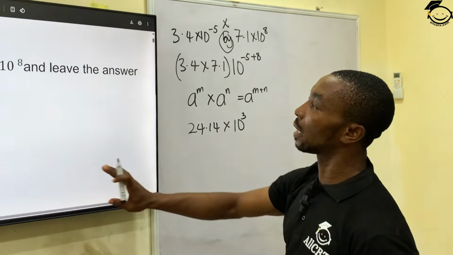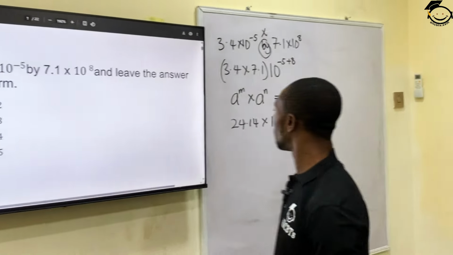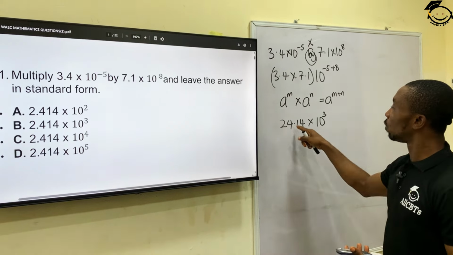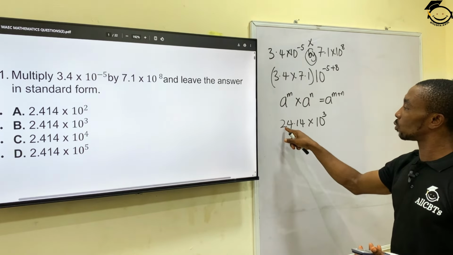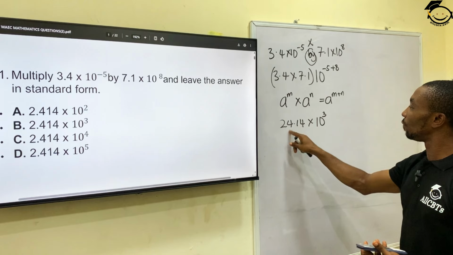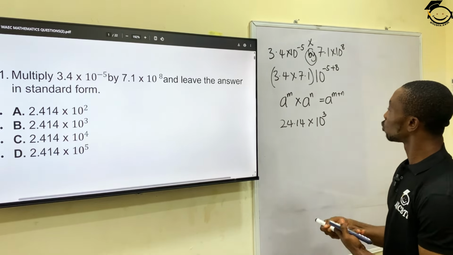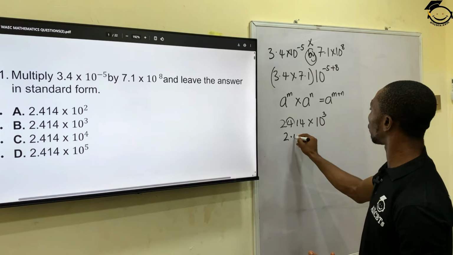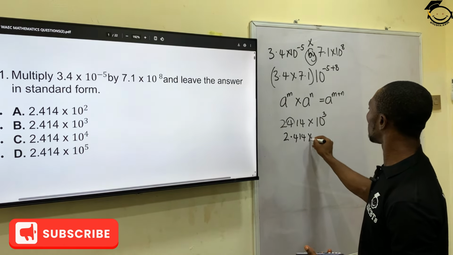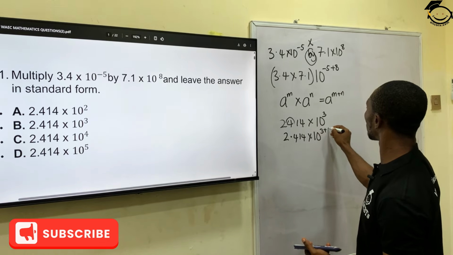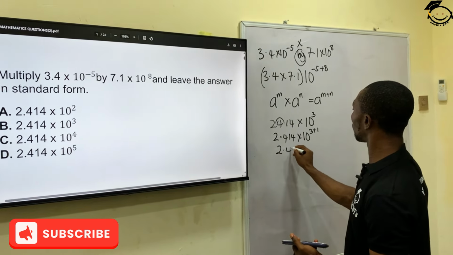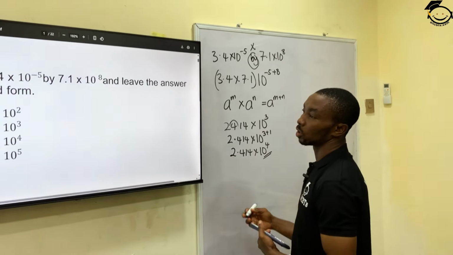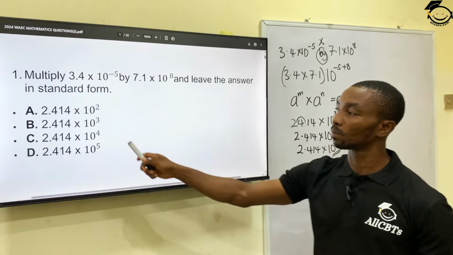But now they said leave your answer in standard form. This isn't a standard form. For it to be in standard form, your decimal point must always be between the first and your second digit. So if we move this by 1, this becomes 2.414 times 10 raised to the power 3 plus 1, which is going to be 2.414 times 10 raised to the power 4, which is option C.